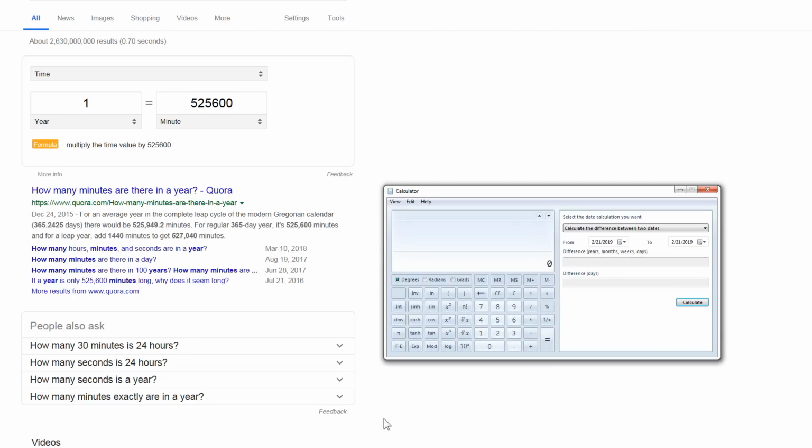Well, it's pretty easy to figure out, right? There's 365 days in a year. You multiply that by the 24 hours in a day. Then you multiply that by the 60 minutes an hour. And of course, we're not using the fraction. That's the number of minutes in a calendar year that is not a leap year. So the question is, why is this important?